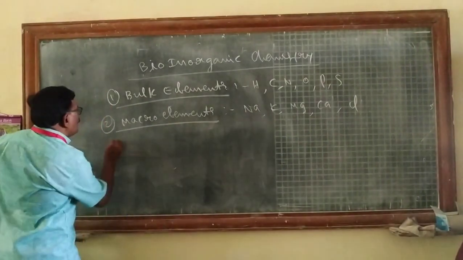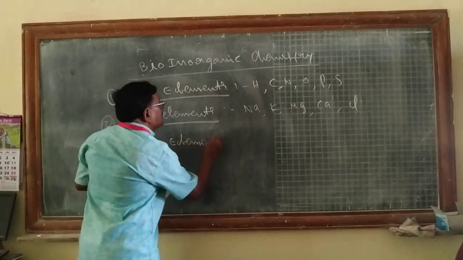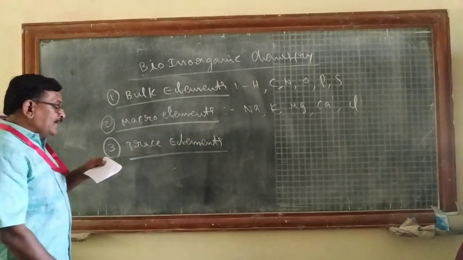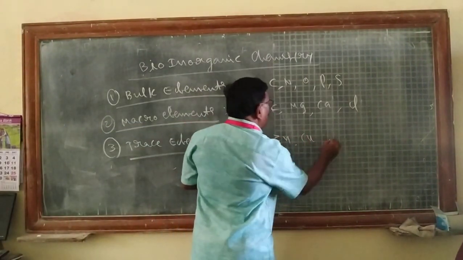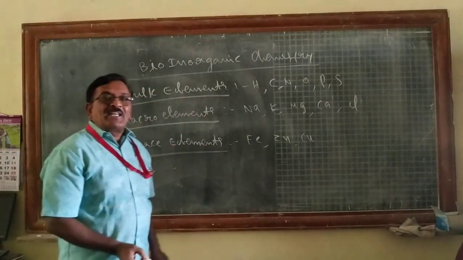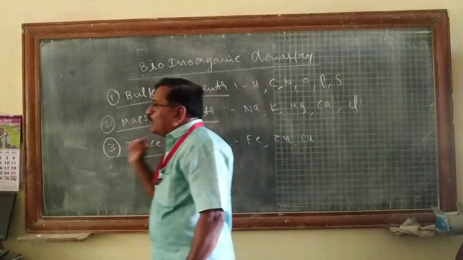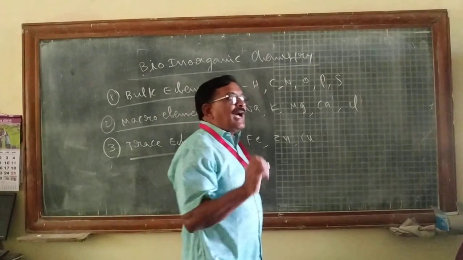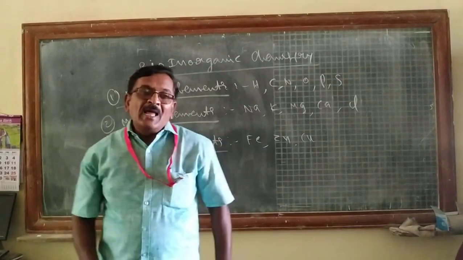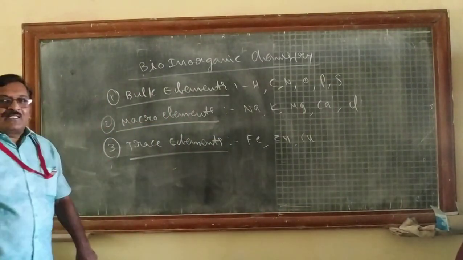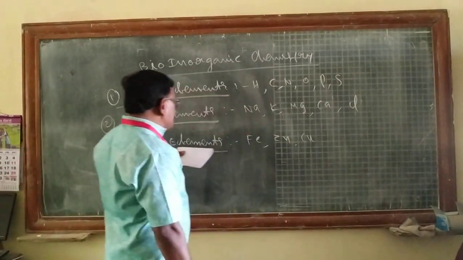The third one is trace elements. What are the trace elements present in the body? They are iron, zinc, as well as copper. These three elements are called trace elements. Iron is present in the body of both males and females, in hemoglobin, myoglobin, and in the form of ferritin. Hemoglobin contains 73% of the iron, 3% is present in myoglobin, and the remaining is present in the body as ferritin. So this is the role of iron.